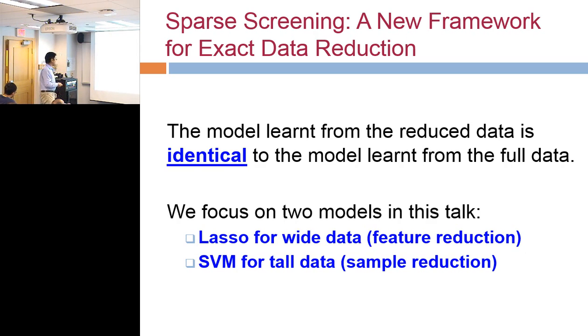So in this talk, I will focus on two models. The first one is Lasso for wide data, which is a feature reduction method. The second one is support vector machine for tall data, which is a sample reduction method. I have to mention that the framework of our method is actually pretty flexible. It can be extended to much more complicated sparse models, and I will mention one of them in this talk.